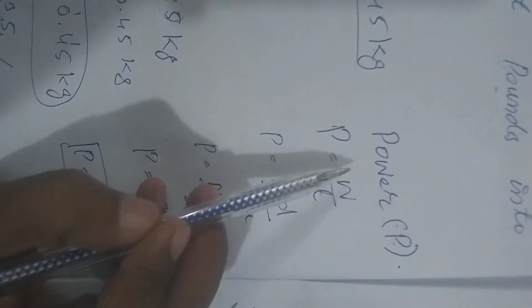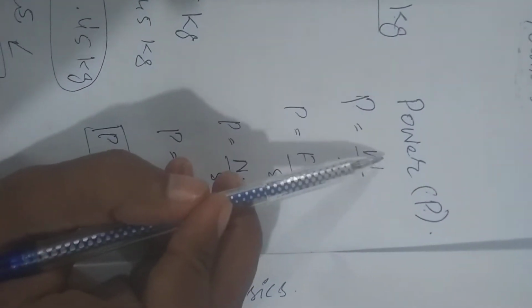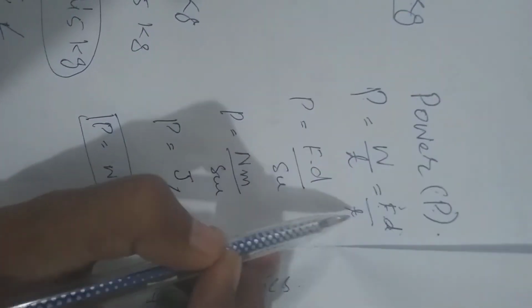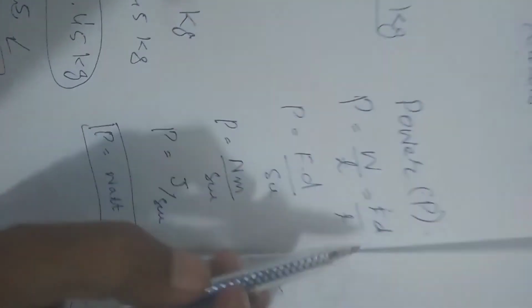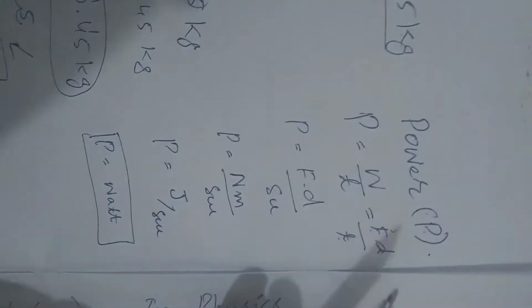When an object is doing work with respect to time, it means we apply a force on the object and it is covering a displacement. When you apply a force on the object and it is covering displacement in a particular time, then it is said to be power. Simply we can say that the rate of doing work is called power.